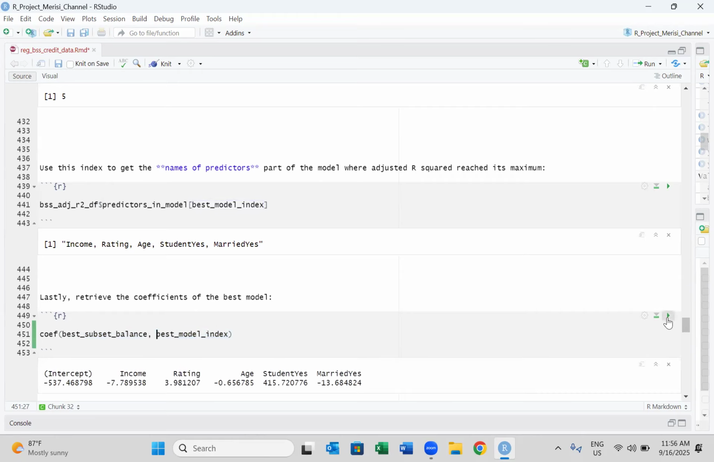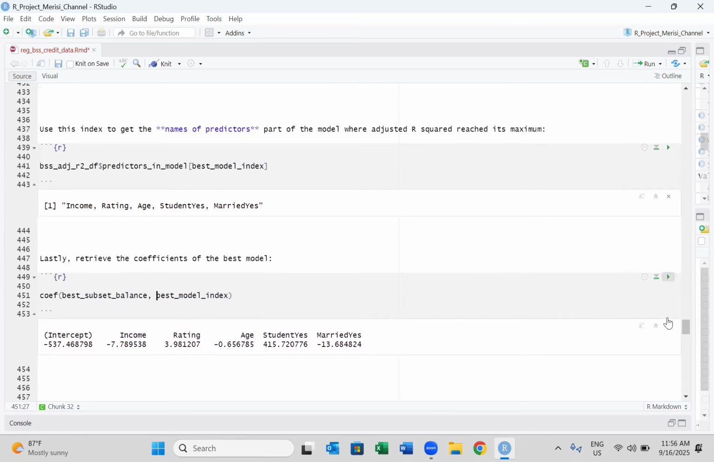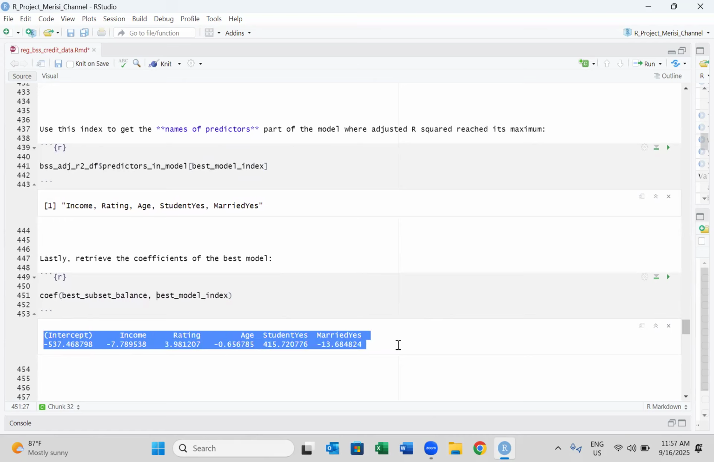And sure enough, we get the coefficients of the regression equation with the 5 predictors that we chose: income, rating, age, student yes, and married yes. And the corresponding coefficients, and also the intercept. This is your final, proposed solution. So you can say that after applying best subset selection based on adjusted R squared, your proposed regression equation is this one, a regression equation that supposedly includes only good predictors.